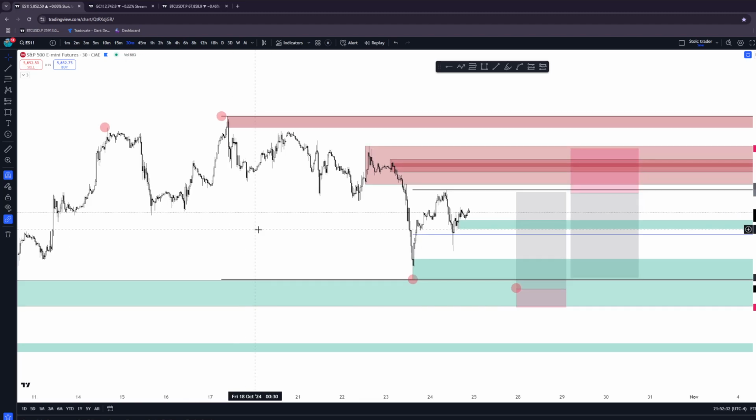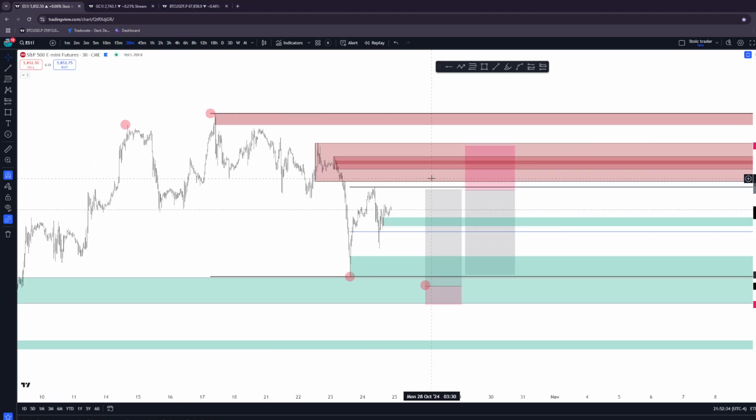That's pretty much it, guys. That's what I'm looking for. I'm looking for a sweep either side, either hitting supply, getting a false breakout, or sweeping the low of the range, hitting demand, getting that false breakout, and trading it back up. It's pretty much that easy. It's pretty much that simple.